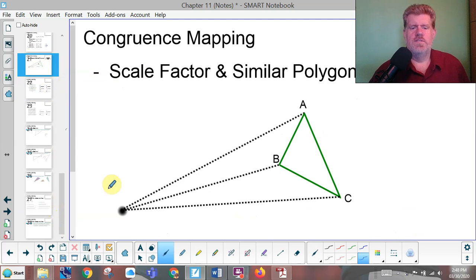and I kind of made a mistake again. I see this is not a similarity mapping. I'm sorry, a congruence mapping, because we're not keeping it the same. We're going to make this a similarity.